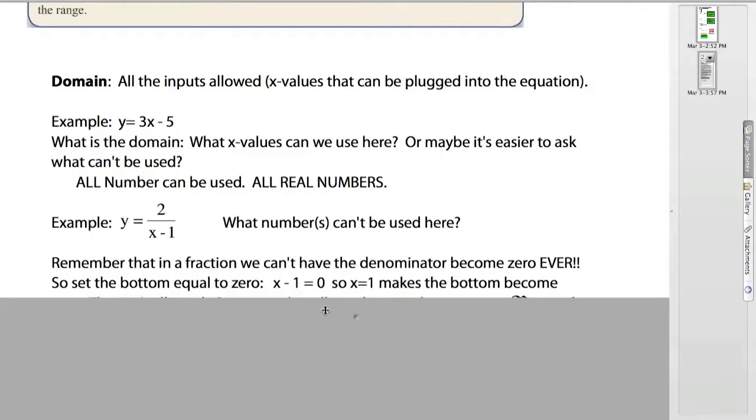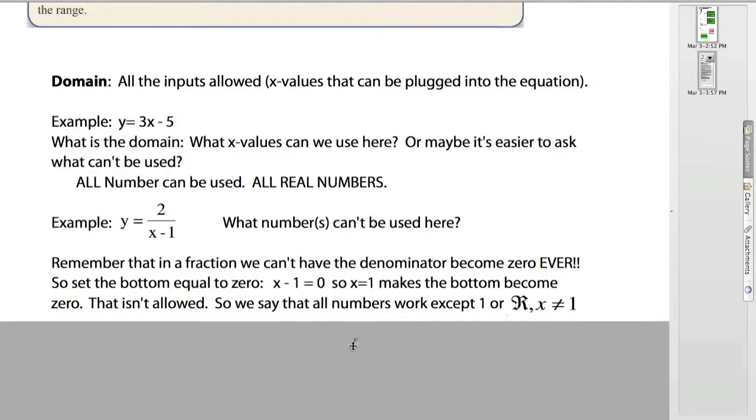Right? So if that's true, then we want to know this question. What makes that part become 0? So we do this. We set the bottom equal to 0. X minus 1 equals 0. And so it's clear that if I plug in a +1, so x equals 1, it makes the bottom become 0, and that's not allowed. That would give me error or undefined, or your calculator would give you error, or a non-real answer, or something like that.